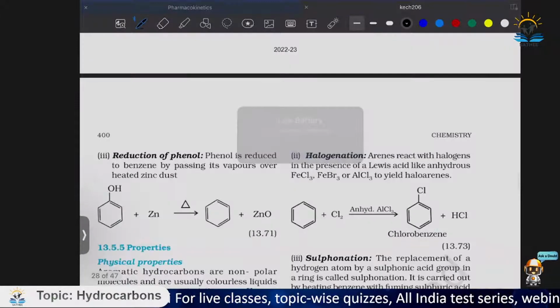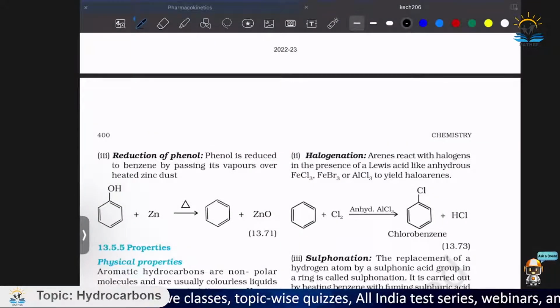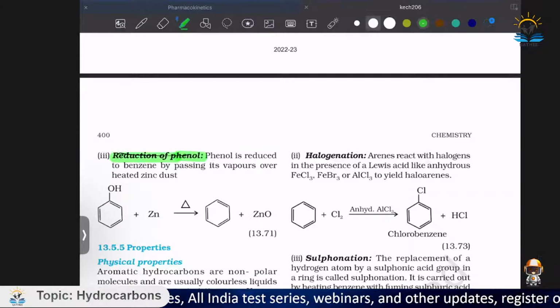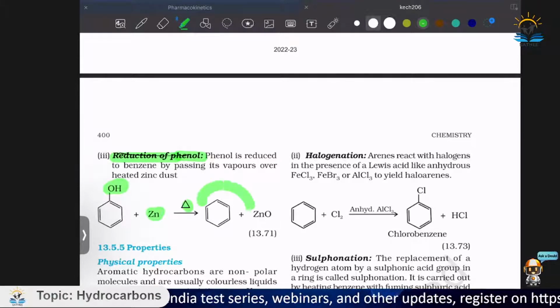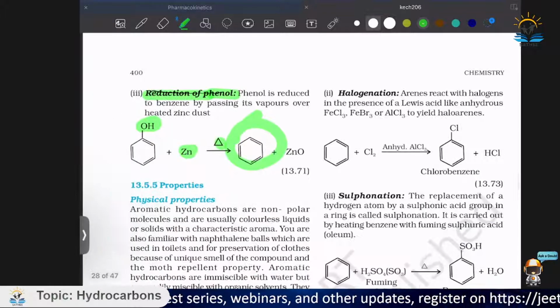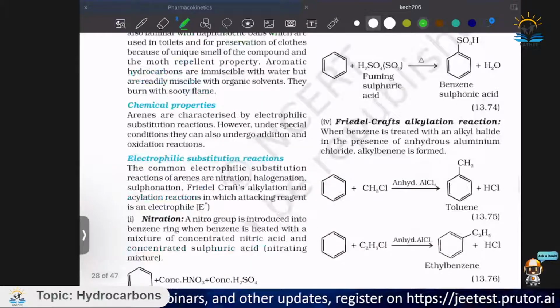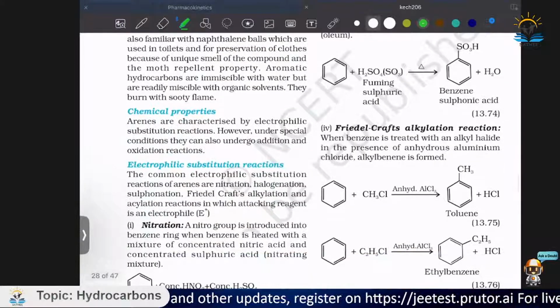Reduction of phenol is something new for us, so we'll just cover reduction of phenol. Phenol heated with zinc, you get benzene. Just remember that. Physical properties: nothing relevant you need to remember.